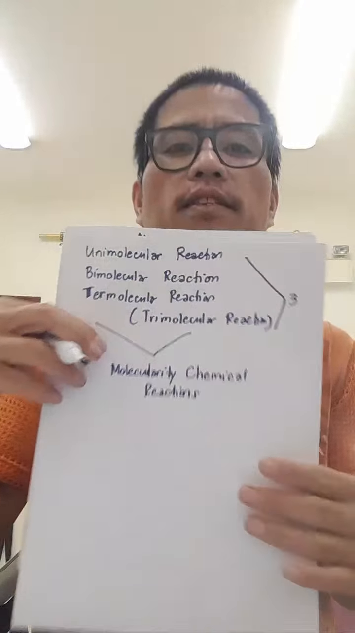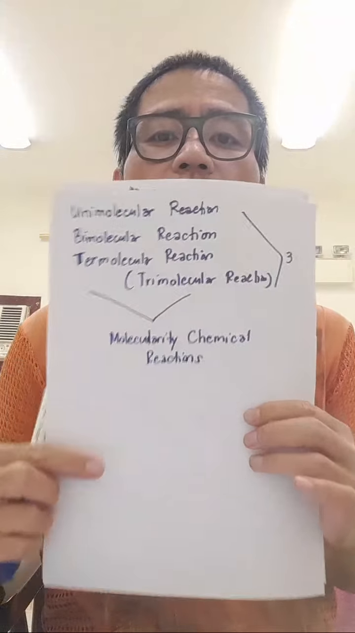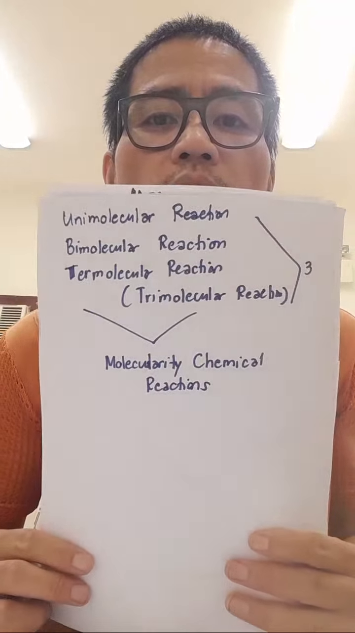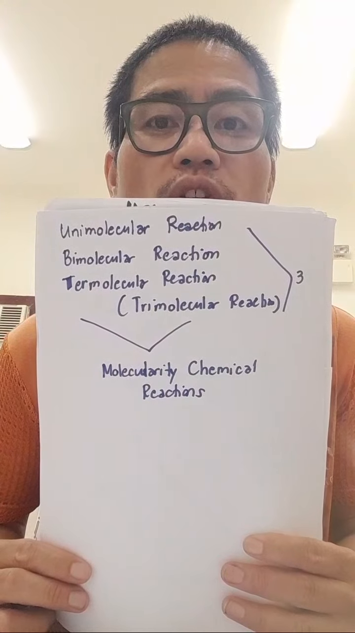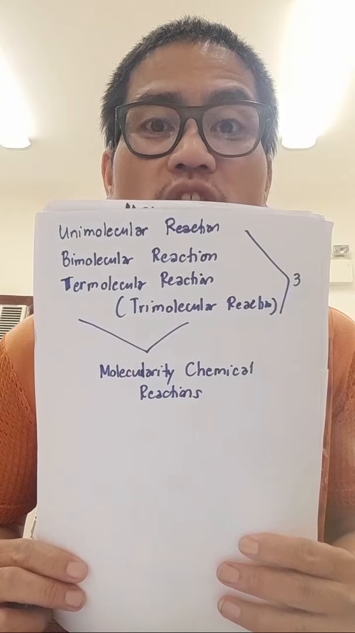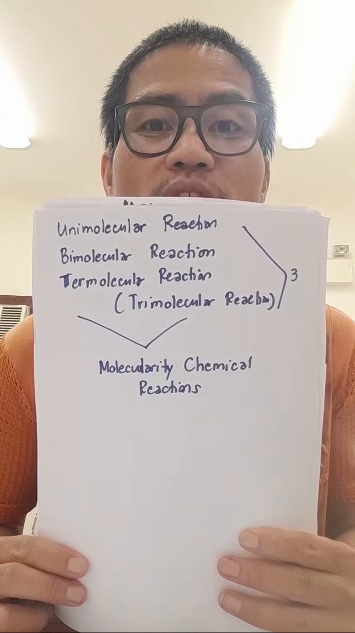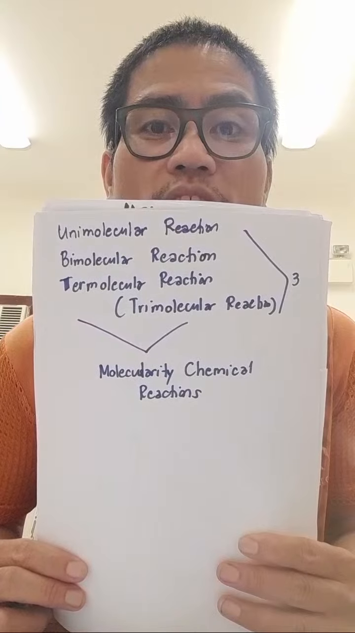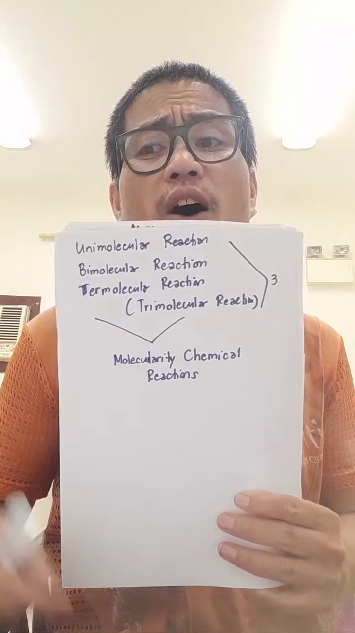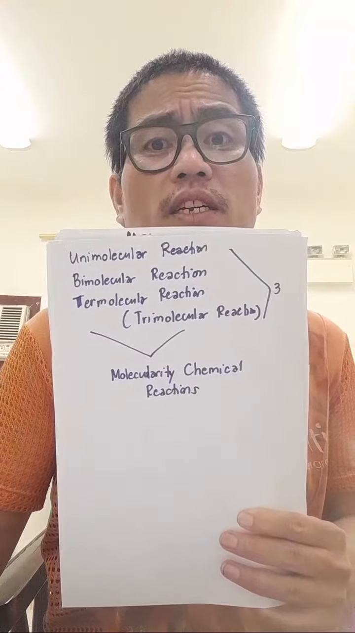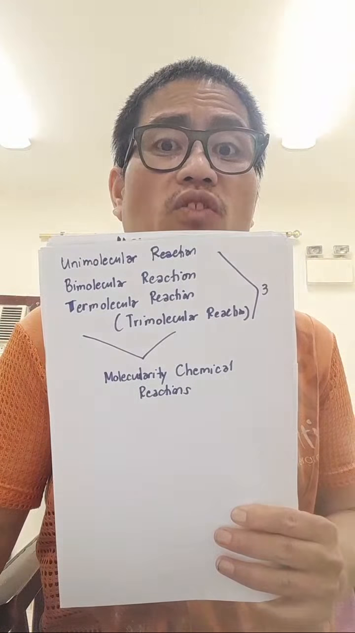This one, guys. We have three types of molecularity chemical reaction. First, the unimolecular reactions. Second, the bimolecular reactions. Third, the termolecular reactions or trimolecular reactions. We need to give examples so that we can understand how to obtain the rate laws in the reaction mechanisms that also involve the rate reaction constant.